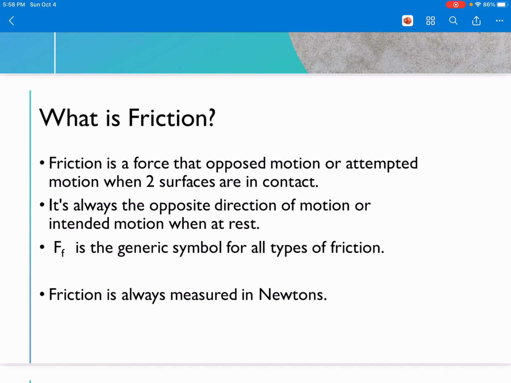If a binder is sliding across a table, there is friction between the two surfaces. If there was no friction, the binder would just keep moving forever and ever. It would never stop. Friction is always the opposite direction of motion or intended motion when at rest. F subscript F is the generic symbol for all types of friction. Friction is always measured in newtons.